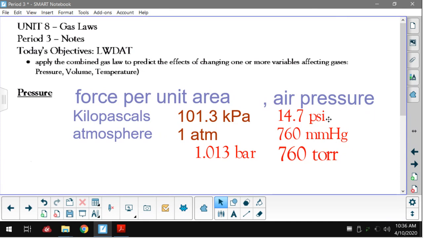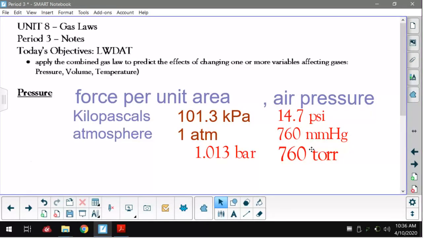PSI, pounds per square inch, like you're pumping up a bike tire. The weather people, they use millimeters of mercury or inches of mercury because they're literally measuring the column of a barometer, mercury barometer. A couple other ones here are bar and torr, 101.013 bar and 760 torr. Those are also pressure units. So you've probably heard of those before.